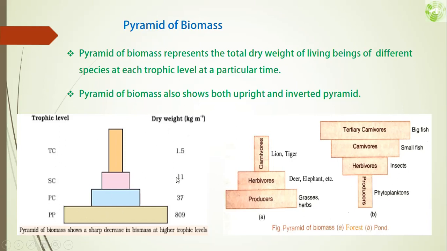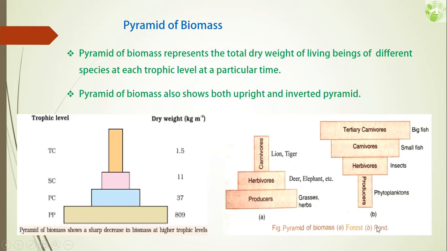This kind of upright pyramid of biomass is observed in forest ecosystem. The grasses and herbs are the producers, upon which herbivores feed and live, for example deer and elephant, and upon the herbivores, the carnivores like tigers and lions feed, and it maintains a pyramid of biomass which is upright.